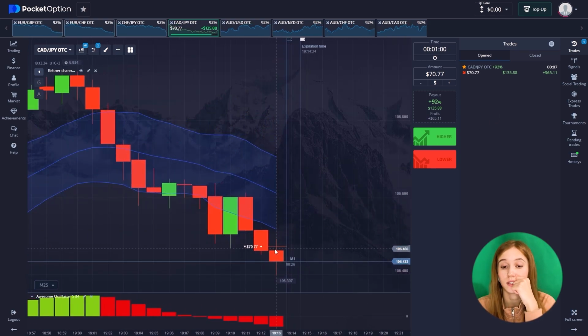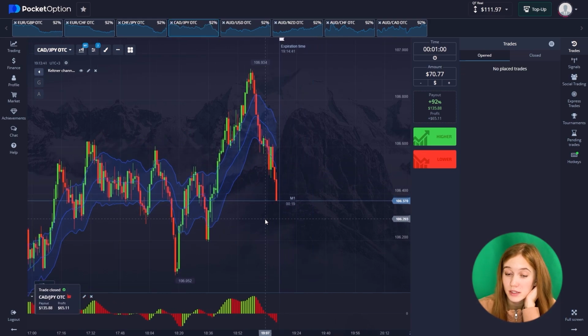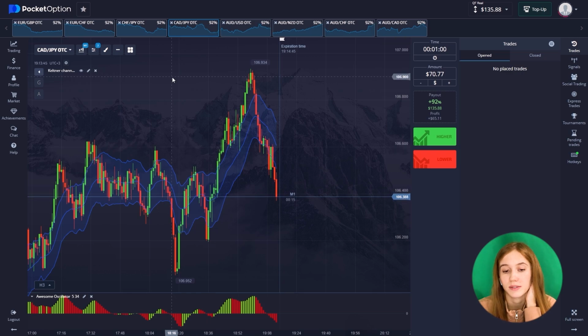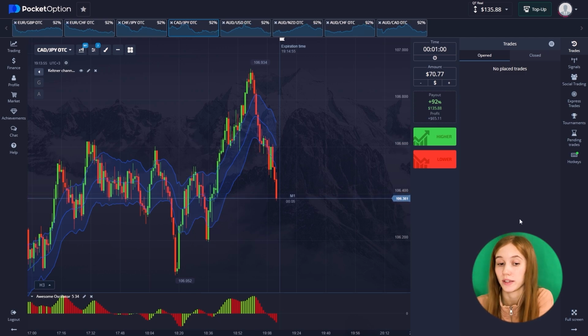We are confident that we are staying below our opening points. Yeah, this is what happens, and we'll finally overcome the $100 mark. $135 on our balance, good. We increased our balance quite well.